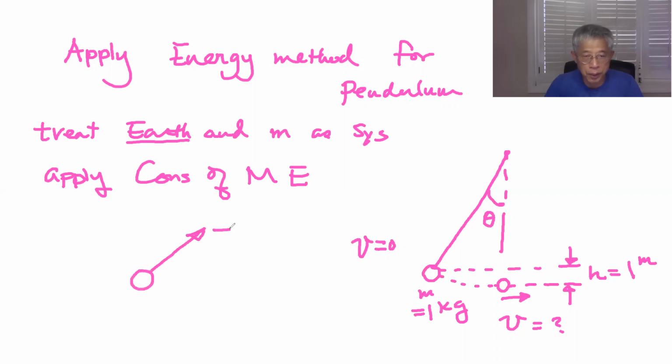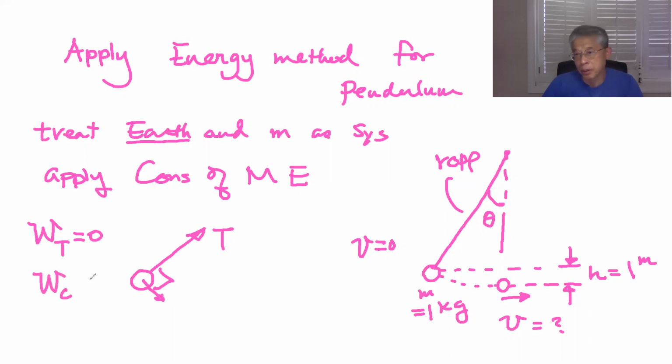So this is the T, right? The tension from this is a rope. Okay, and that's a mass. So this T, and you look at this, the displacement is going this way, right? It's always 90 degrees, okay? So the work done by the T is 0, okay? And then the work done by the conservative force is not 0, but because we are treating Earth as part of the system, we don't talk about the work done by the mg, okay? Because this is already embedded inside the potential energy.